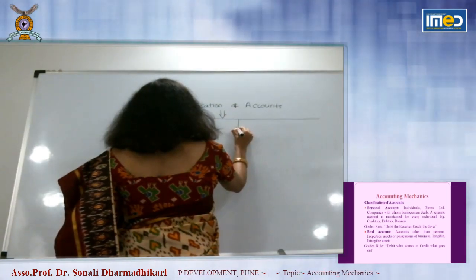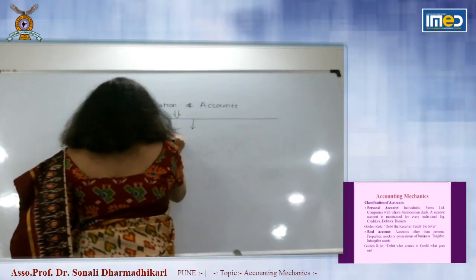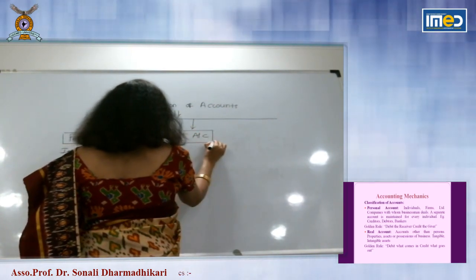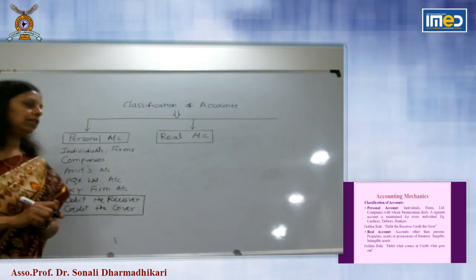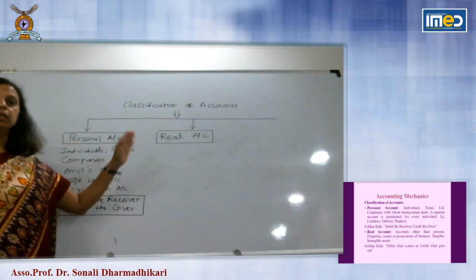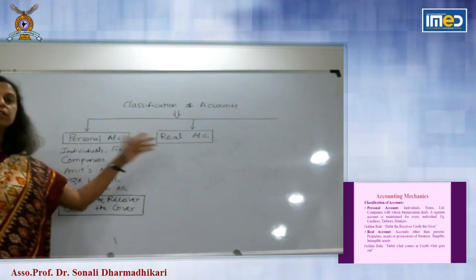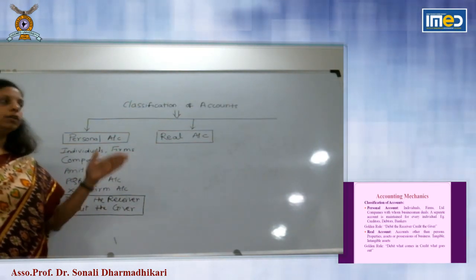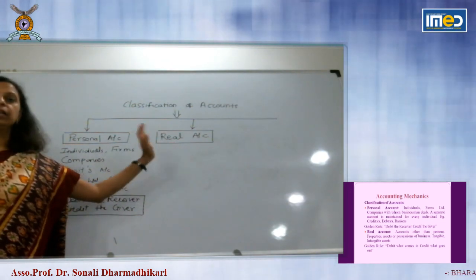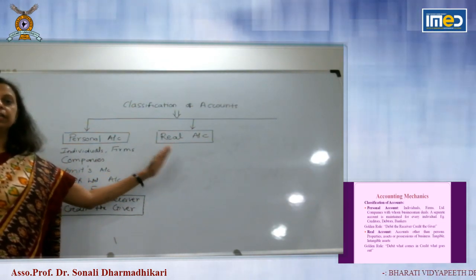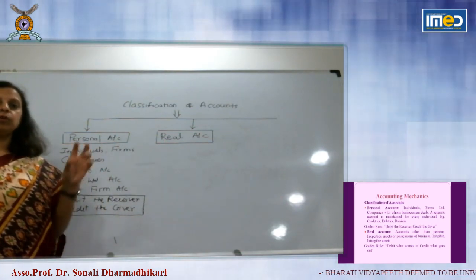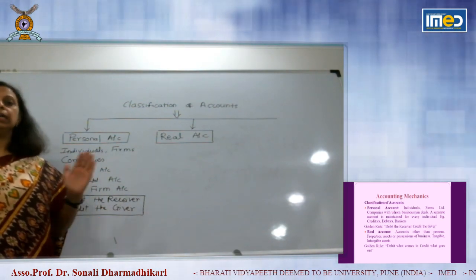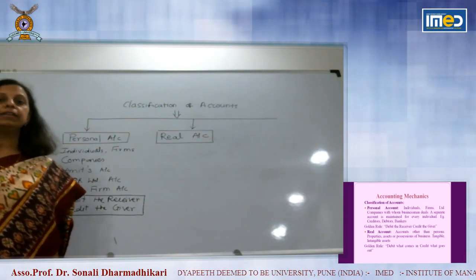The second account is real account. The word itself says it. What is real account? Real account means those are not persons, but they are assets of the company. So these are impersonal accounts. No person is involved in real account. All types of properties, assets, possessions of business, they can be tangible, intangible, they are called real account.